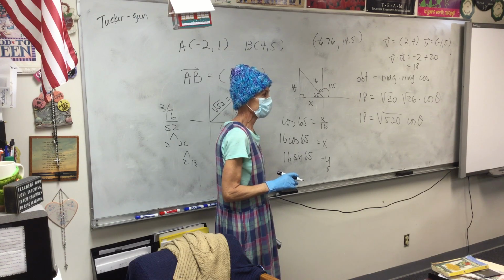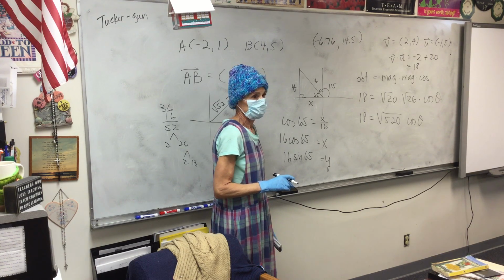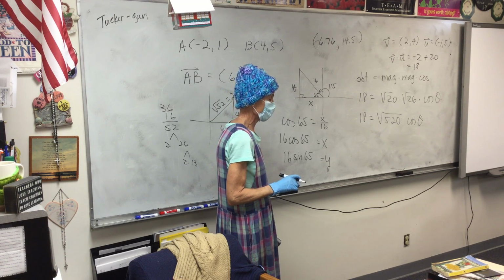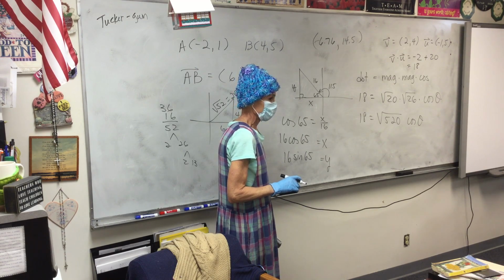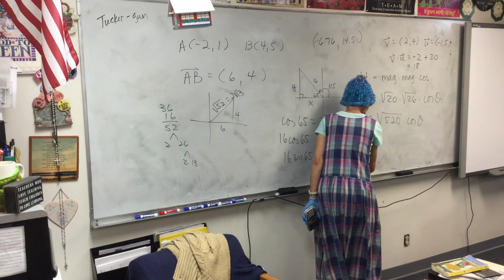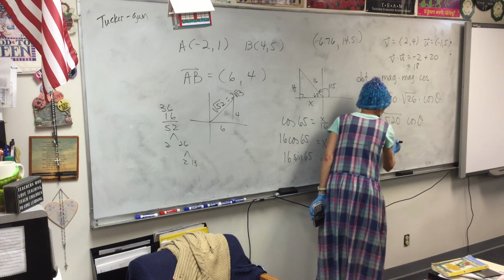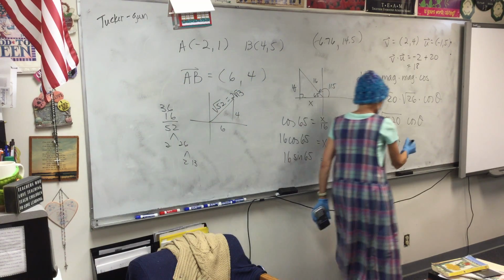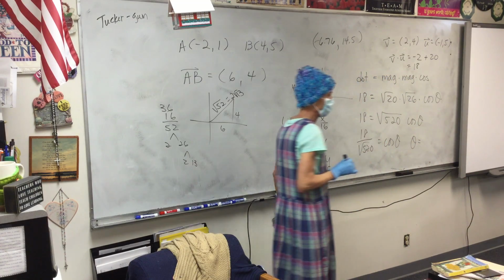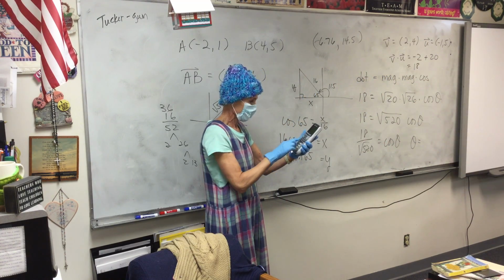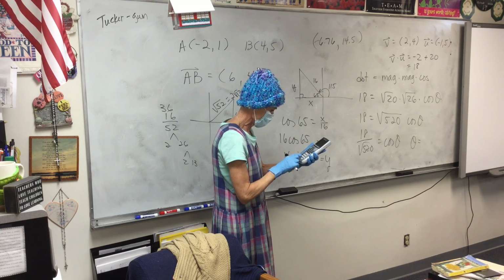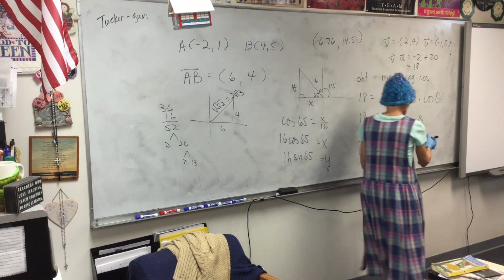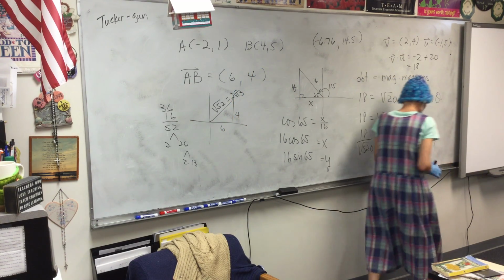Who remembers what comes next? What do I do? I divide. So I have 18 divided by the square root of 520 equals cosine theta. And then how do I actually get the angle? I actually am looking for the angle. What button do I have to press on my calculator? Second cosine, right, second cosine. 18 divided by the square root of 520. I got 37.87, but I'll wait for you to confirm.